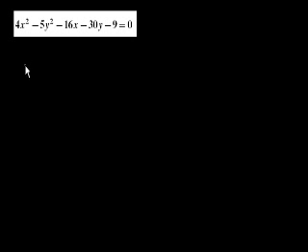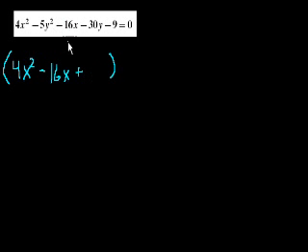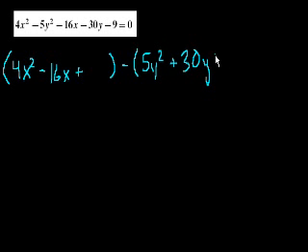So let's group the x and the y terms. So you get 4x squared minus 16x plus something, right? That's how we're going to complete the square. And then you get minus 5y squared. So let me just minus, and I'll do plus 5y squared. And then we have a minus here, so it becomes plus 30y. And then you have out here a minus 9 is equal to 0.